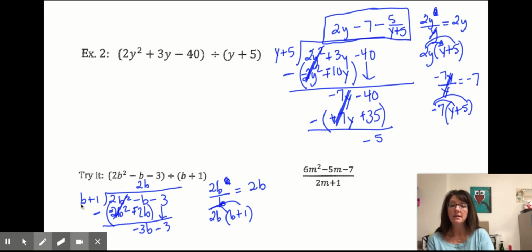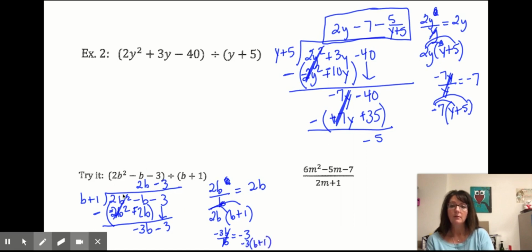Okay. Now we're taking b into -3b. So -3b divided by b, right, equals -3. Put that -3 above the constant. Now we're taking -3 times b plus 1.